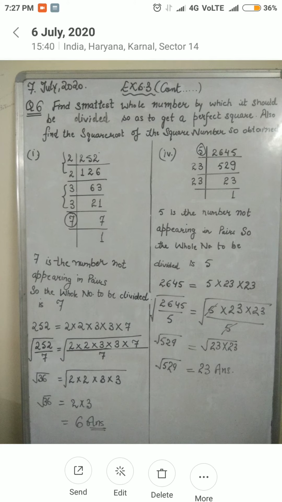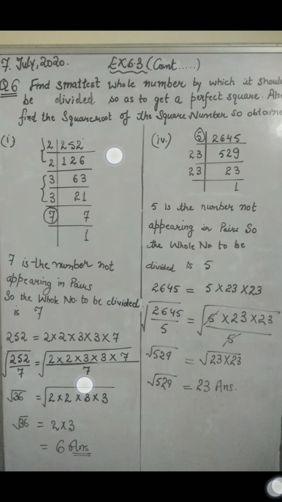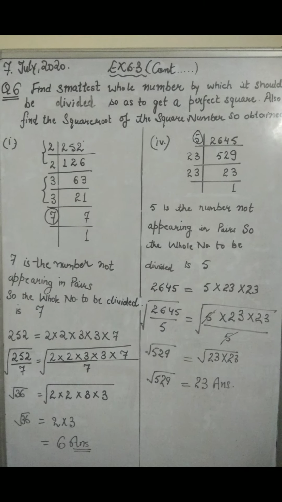We have got 252. In 252, since the unit digit is 2, you will start dividing with 2. After dividing, you get 126, and in a similar way, you will find out the prime factors. You have already done the prime factors earlier, so I am not discussing that. So your prime factors are 2 into 2 into 3 into 3 into 7.